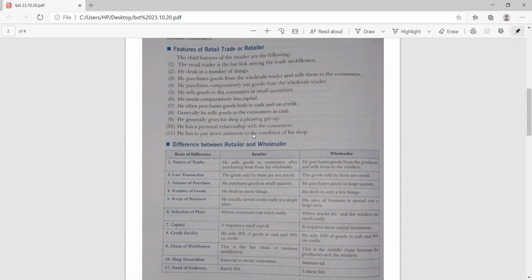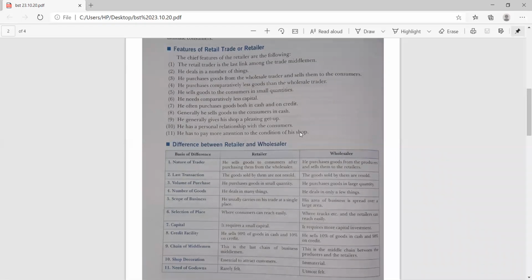We have seen on the retail shops nearby our local area, whenever we go, we have a very personal relationship with them. Whenever any new product is launched in the market, they give us information about it. Moreover, many times they suggest that this product is good for us or not good for us. A relationship is built between the retailer and the customer or consumer. And he has to pay more attention to the condition of his shop.